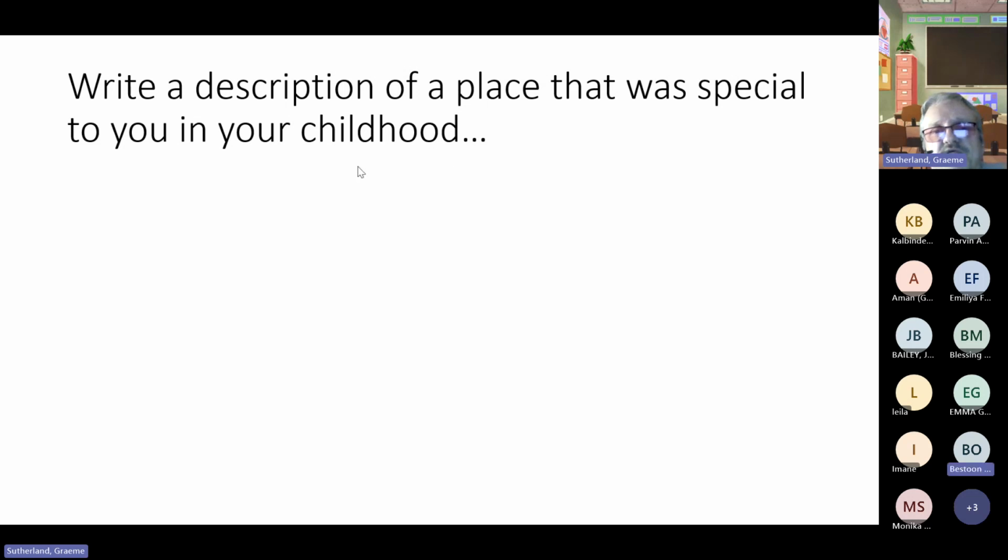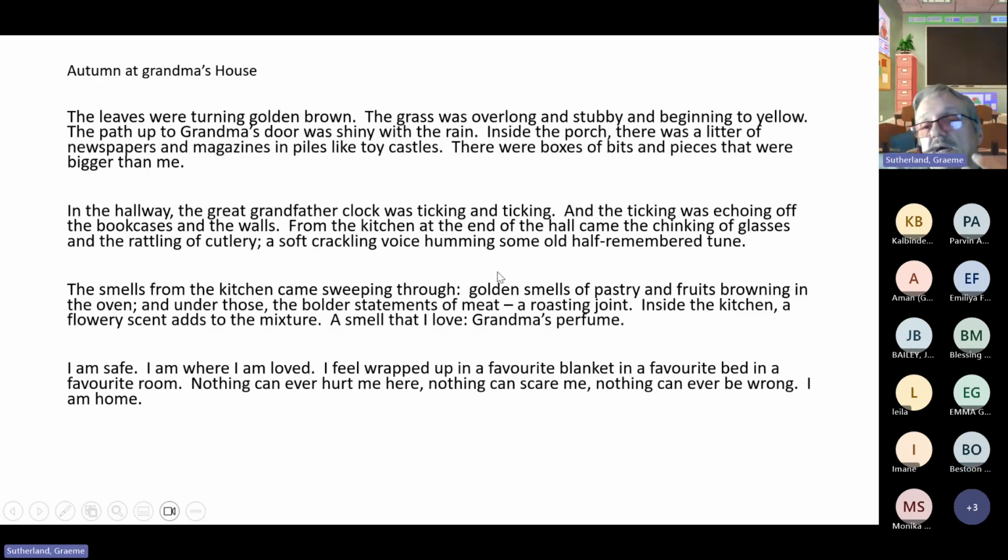Creative writing, fictional writing, is almost a definition of lying. Basically, just make something up. But if you have got somewhere you can think of straight away, that will help you. So I came up with this just to show you the sensory plan in action. It's autumn at Grandma's house. This is my place from childhood, Grandma's house. You don't need to put a title, by the way.